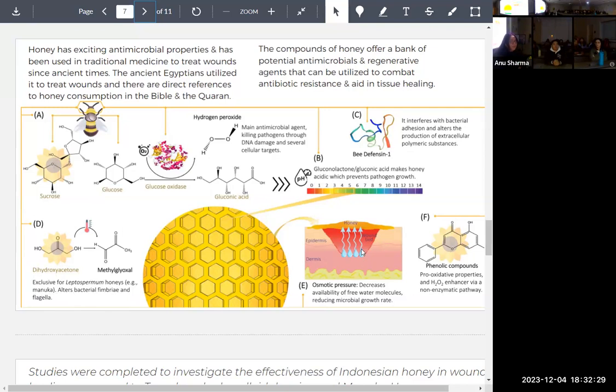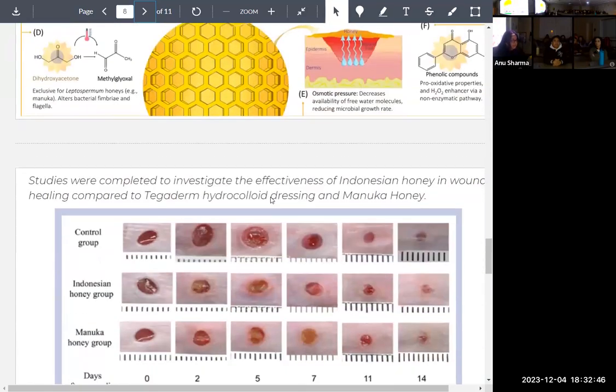And then we have the osmotic pressure, which decreases availability of free water molecules, reducing microbial growth rate. So this is the honey over the wound. And then we have phenolic compounds, pro-oxidative properties, and H2O2 enhancer via a non-enzymatic pathway.